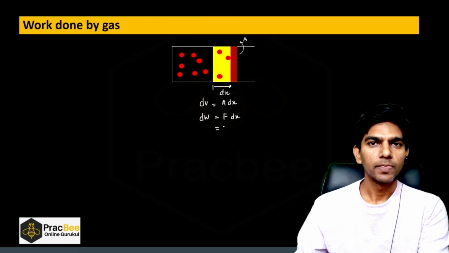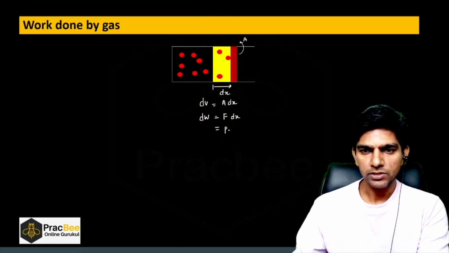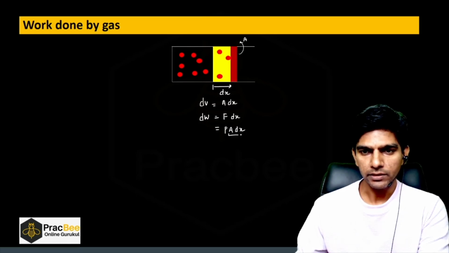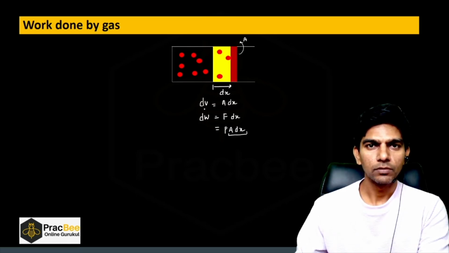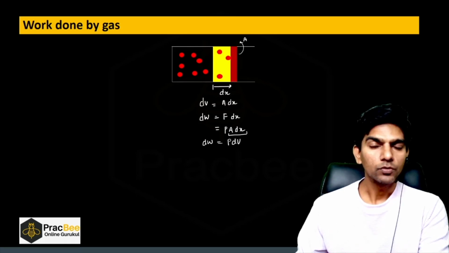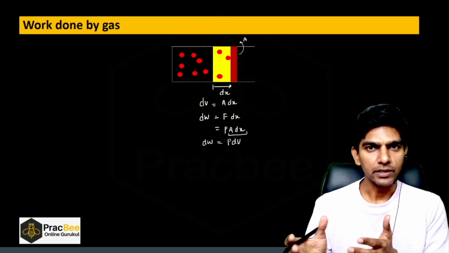Now the small amount of work done by the gas will be given by F times the displacement dx. And what is this F? So F is the pressure of the gas times the area of cross section, times dx, right? So this is basically the work done, P A dx. Now A dx is nothing but the change in volume, or you can say the increase in volume. So this will become P dV. So we can say the small amount of work done by the gas will be P dV.